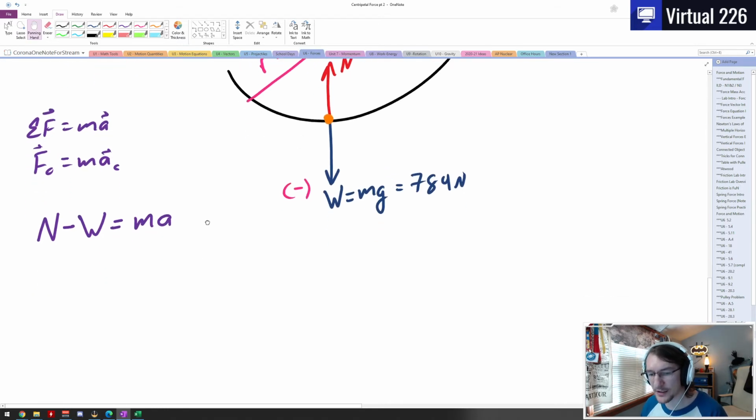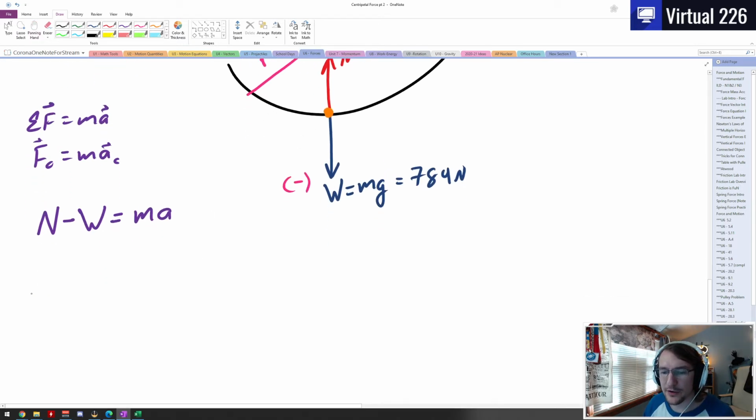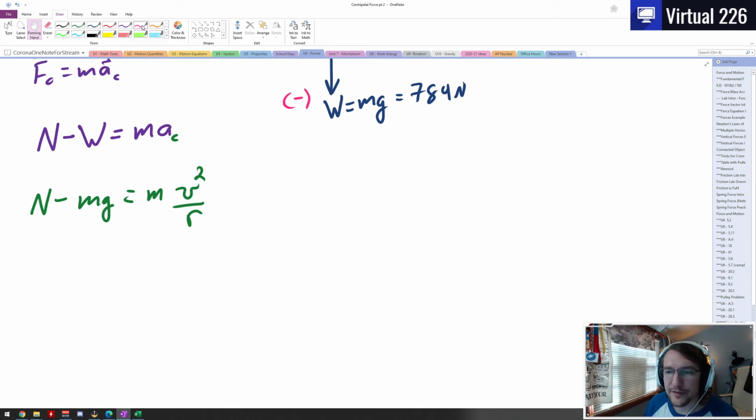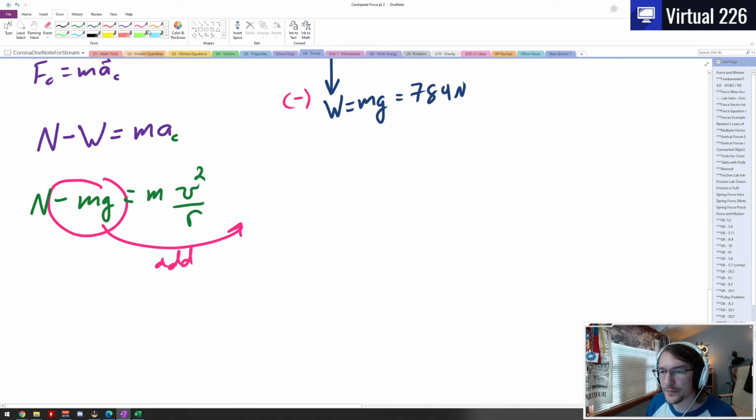And in our case here, we want to be a little bit careful because while we will have normal minus mg, this acceleration here is a centripetal acceleration. So this is actually mv squared over r. If we play a little bit of algebra here, we can take this minus mg and add it to the other side. So we simply add that over.